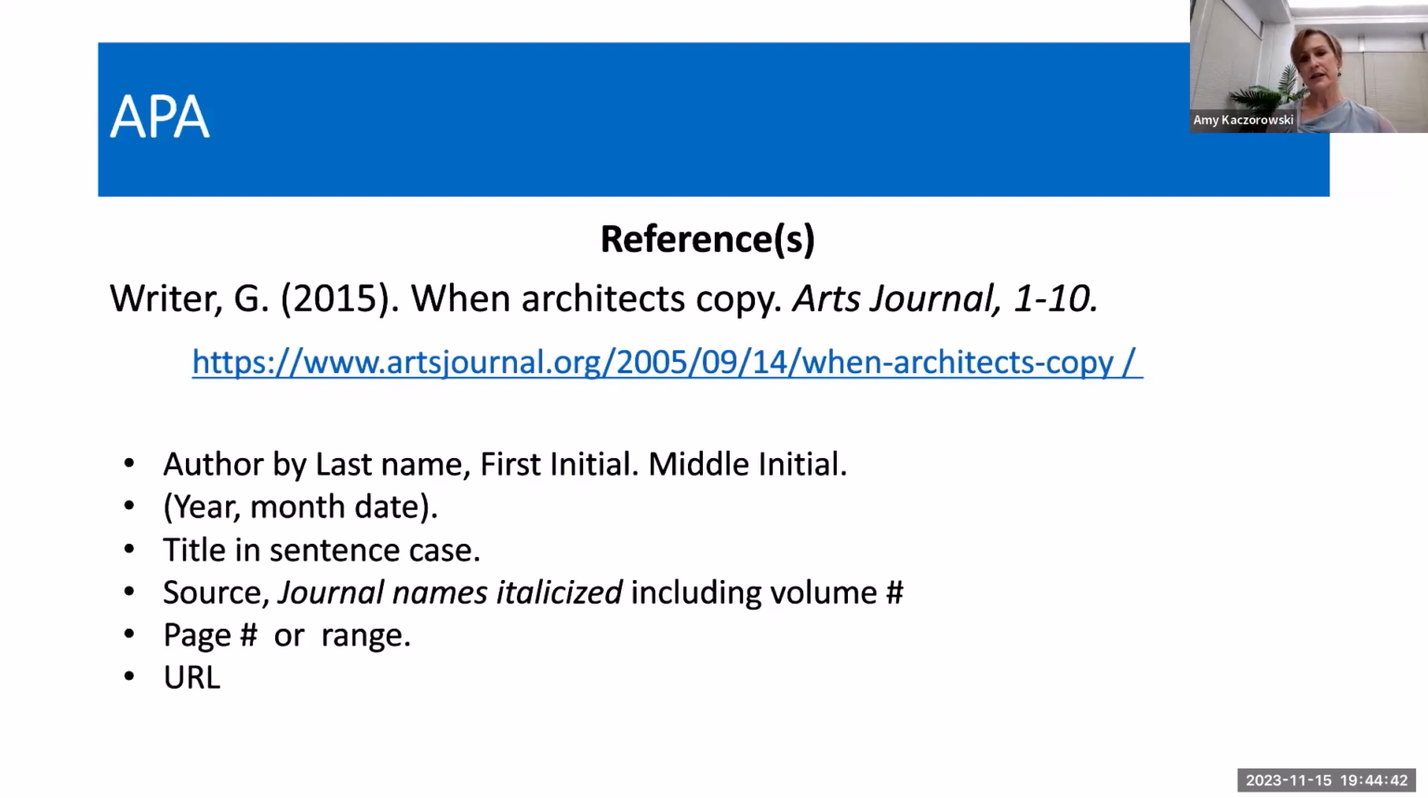The journal is italicized, and then you have a volume. Looks like there's a volume or page range there. You always include a DOI or the URL if it is a digital source.